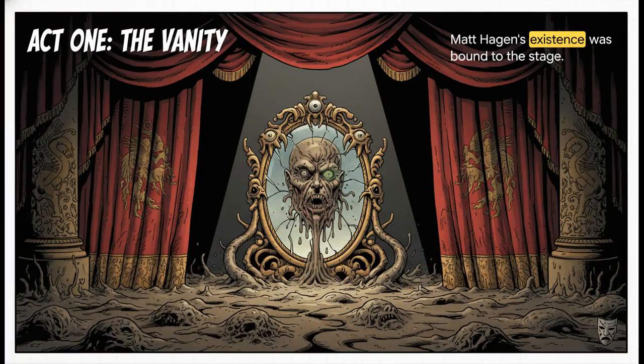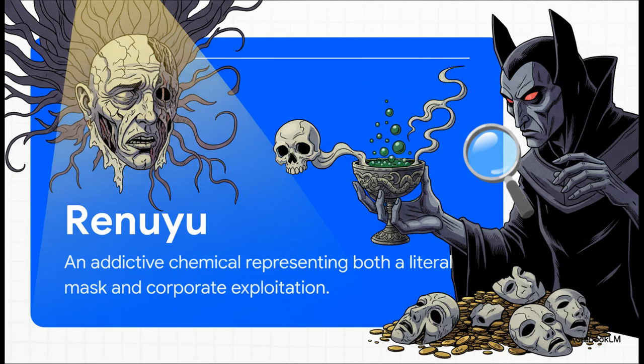Since Matt Hagen's entire existence was so deeply bound to the stage and the screen, it's only fitting that his story unfolds like a classic theatrical tragedy. So let's look at how it all starts with pure, unadulterated vanity. Now, if you're familiar with the source material, you know the chemical Renew You isn't just some convenient plot device to give a guy superpowers. No, it's a literal poisoned chalice.